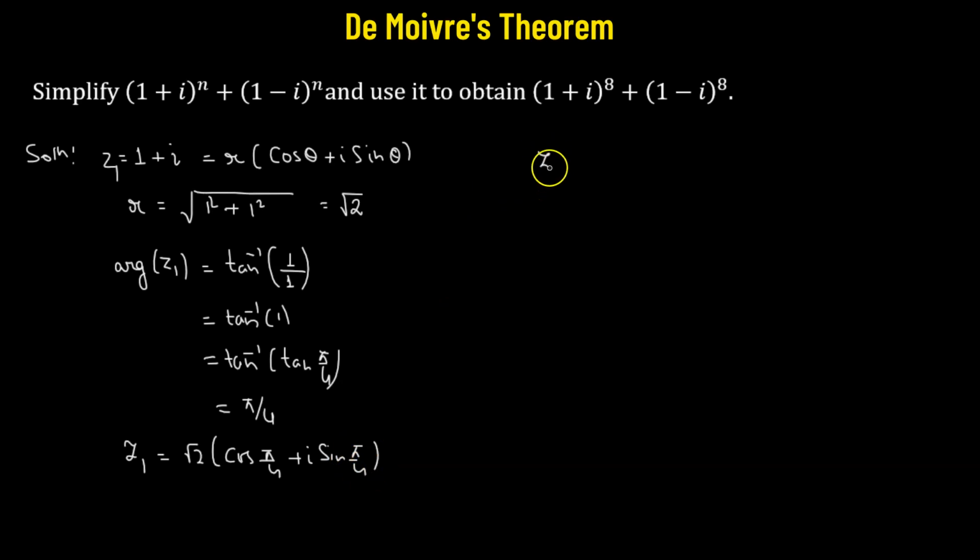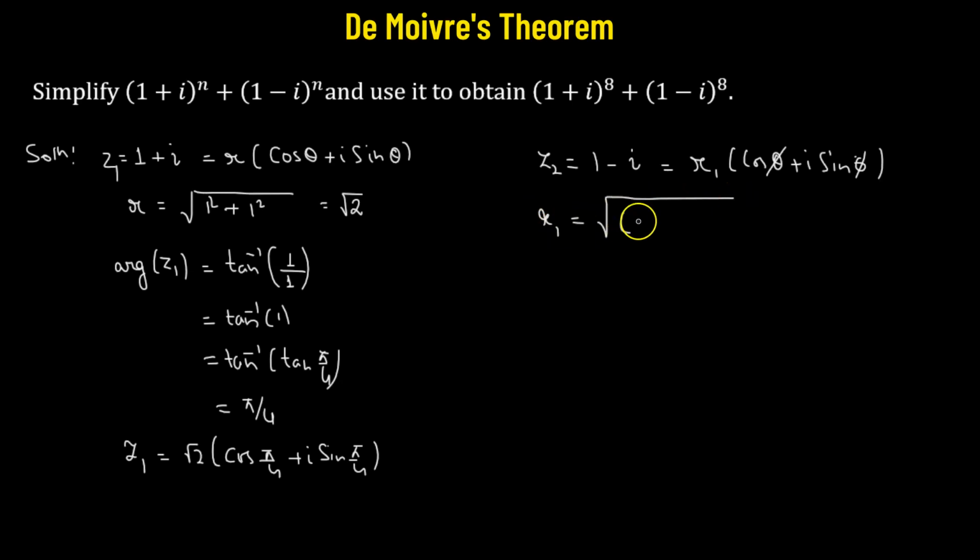Similarly, we'll consider our second complex number z2, which is given by 1 - iota. This will be equal to r(cos phi + iota sin phi), and let's call this r1, since we have already used the two symbols. So r1 will be equal to the square root of the square of the real part plus the square of the imaginary part, which is also going to give us the square root of 2.